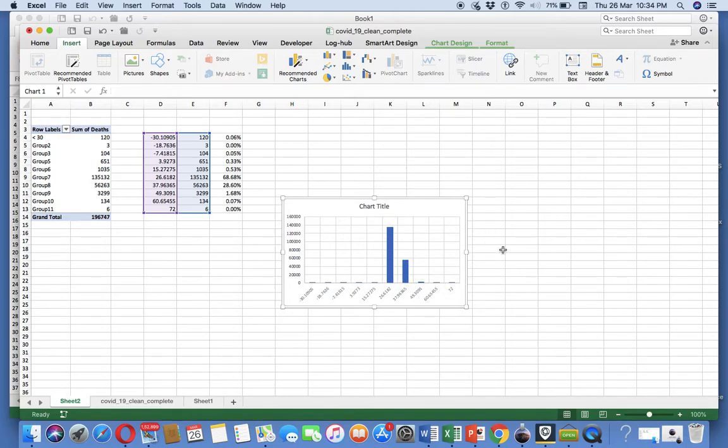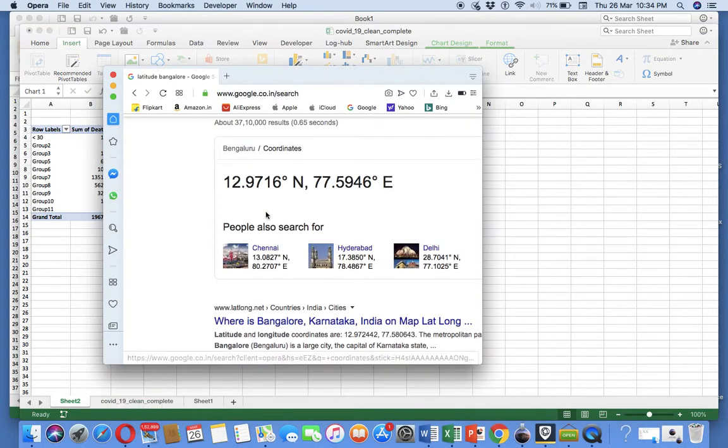This is the distribution. So there's a peak of deaths between latitudes 15 degrees to 26 degrees. So we are well out of that 15 to 26. Bangalore is out of that 15 to 26.